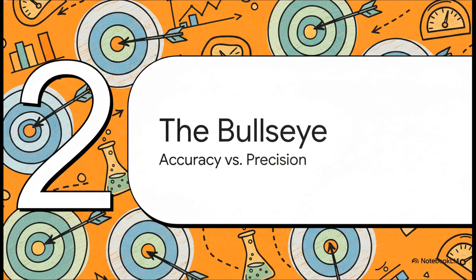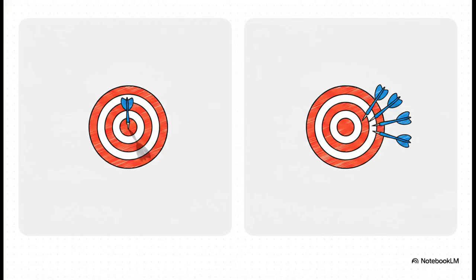Moving right along to Section 2, the bullseye, accuracy versus precision. People mix up accuracy and precision all the time, but they are actually super different. Accuracy is the closeness of agreement between the true value and the found value. Think of it like throwing a dart and hitting the exact dead center of the bullseye.